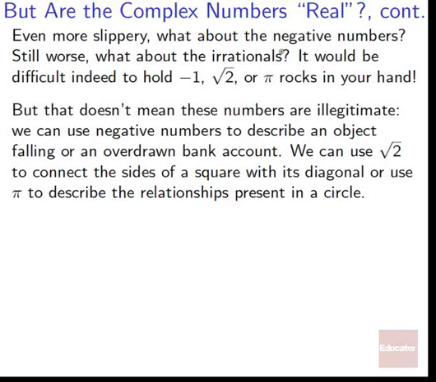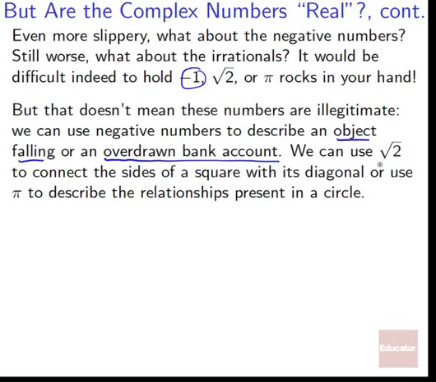So don't worry, they're not illegitimate. It doesn't mean that they're illegitimate because you can't hold them in your hand. We can use them to represent things in the real world, right? We can talk about an object falling with negative numbers. We can say it's going a negative height as opposed to a positive height where it goes up; it goes a negative height where it goes down. Or maybe you have $100 in your bank account, but then you pull out $150, that leaves you with -$50 in your bank account. So you've got an overdrawn bank account we talk about with negative numbers. So that seems pretty reasonable.